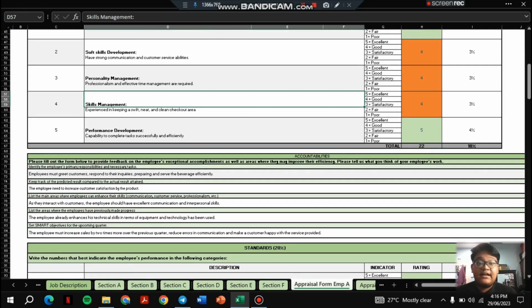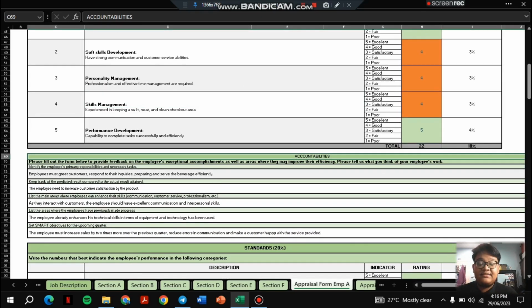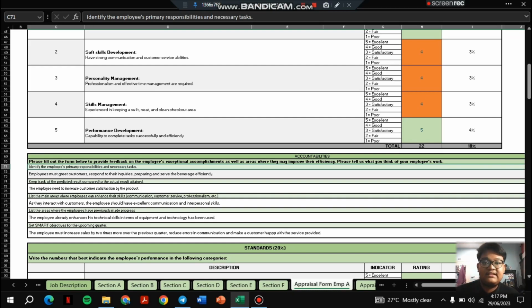So the next one is accountabilities. Accountabilities means telling the evaluator what they think about the employee's work or the employee's performance. So we have 5 sections also. The first one is identify the employee's primary responsibility and necessary tasks. This means what the employee needs to do when they do their work.